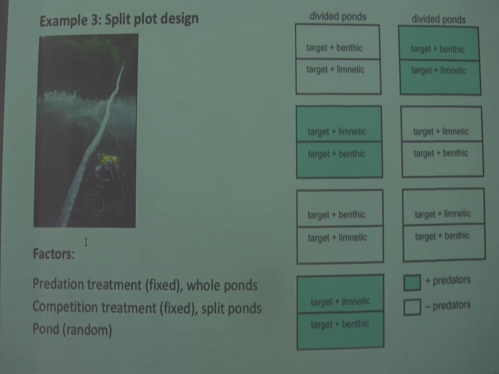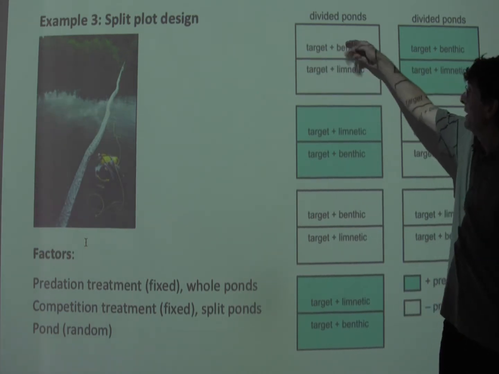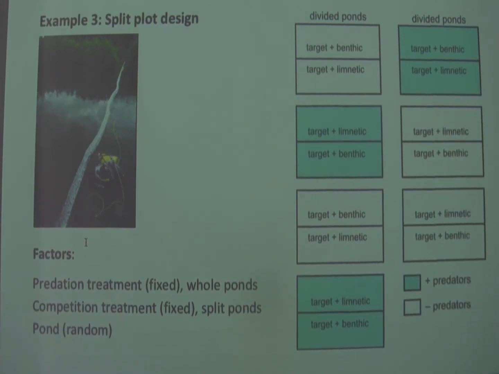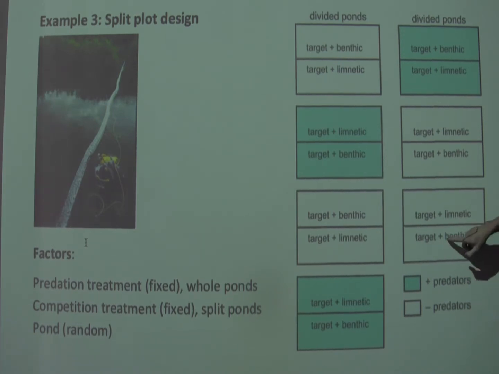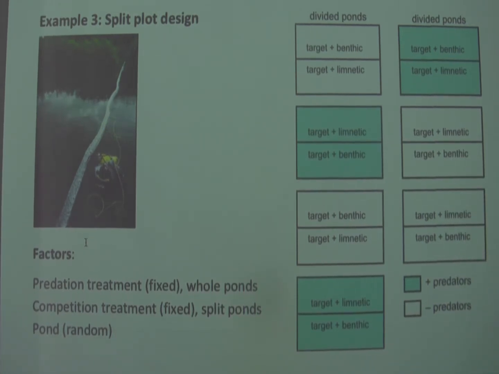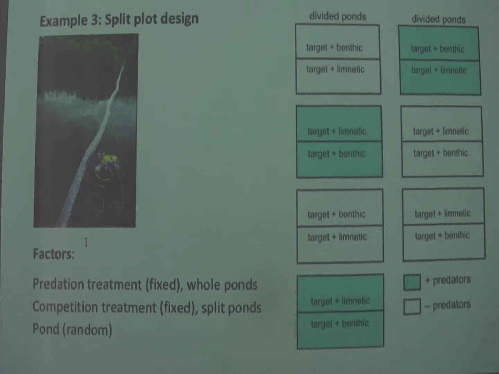another. And then each plot is divided, and different levels of another factor are applied to each side. In this case, it was a split pond experiment, really. Each of 7 ponds was divided, and 2 competition treatments were applied, one randomly chosen. One side received this species as the competitor, the other side received this species as the competitor. The target was added to both sides.